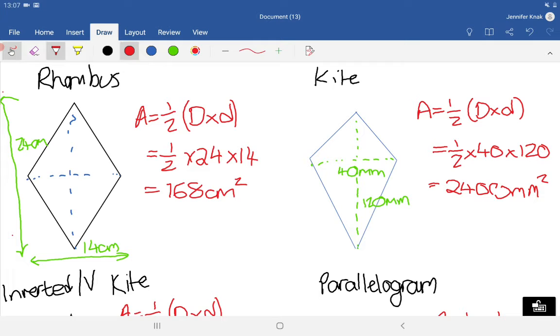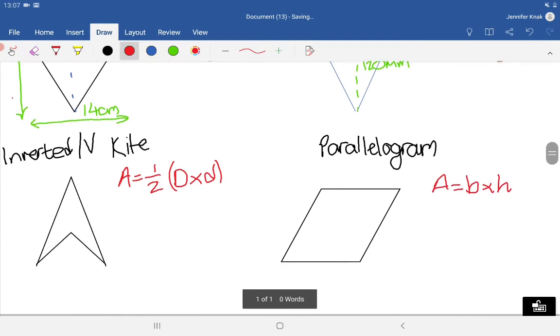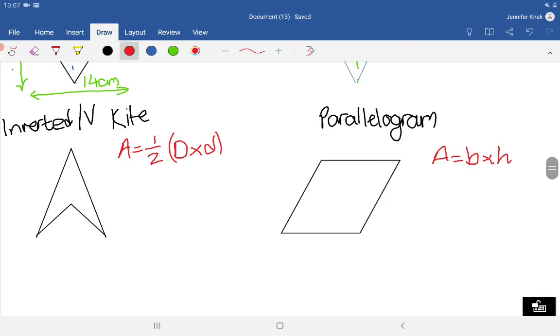Okay, then from there we go on to our inverted kite or our V kite. So this funny little V shape is what we call an inverted or a V-shaped kite. Okay, and that has got the exact same formula as a normal kite. The only thing that's a wee bit different about this is how we get our diagonals.